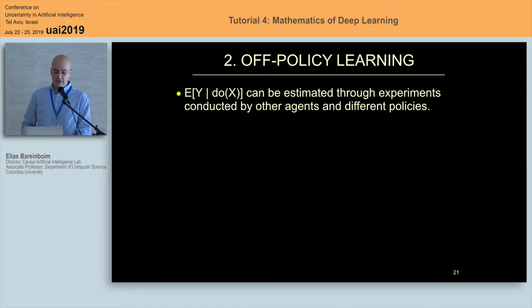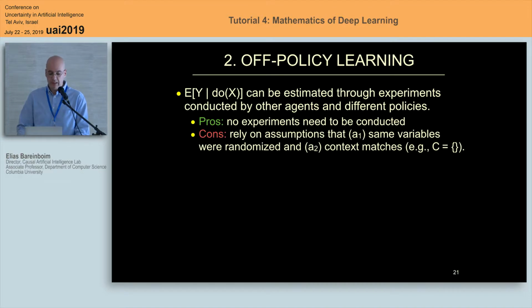The second family of methods that I mentioned is the off-policy learning. Y given do X can be estimated through experiments conducted by other agents and different policies, remember? The positive about that is that no experiments need to be conducted. Then you don't need to touch the system or spend the money. The negative, which is usually left implicit, is that these rely on two critical assumptions. Number one, or I call it A1, the same variables were randomized. You are able to touch and do the experiment on the same variable. This is called assumption A1. And the second one, the agents see the environment in the same way. That is A2, context matches.